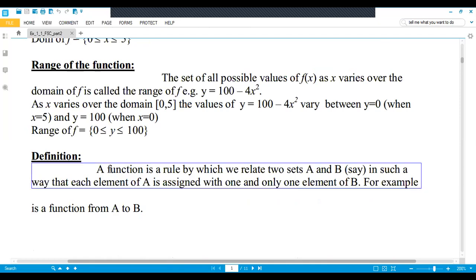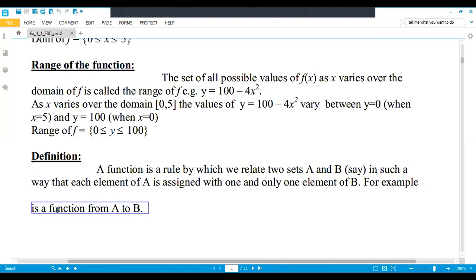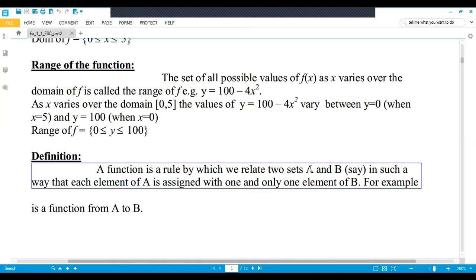Now the definition of a function: a function is a rule by which we relate two sets A and B in such a way that each element of A is assigned with one and only one element of B. In simple words, for each value of A you assign a value from B, so you say that f is a function from A to B. But remember one thing: the value of A should not be repeated or assigned twice. It should always be assigned one time, and B may be repeated.